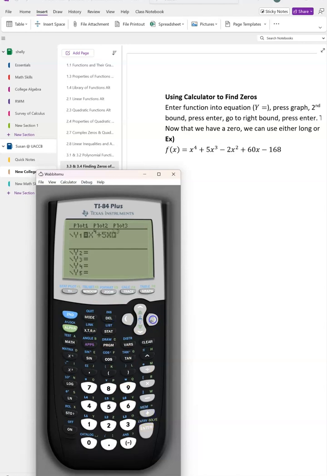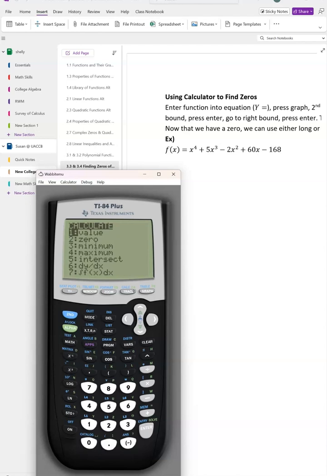Plus minus 2x squared plus 60x minus 168. Okay. So now, I'll just read it to you. So we put this in here, and then we're going to hit second trace.